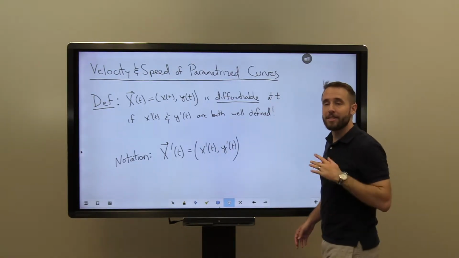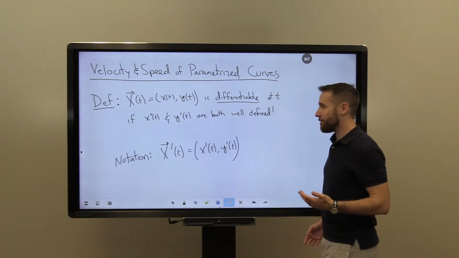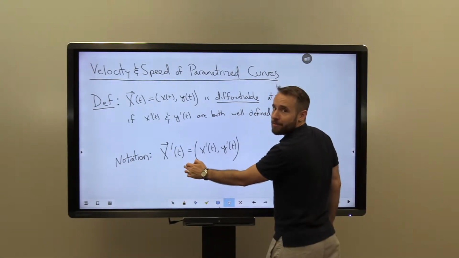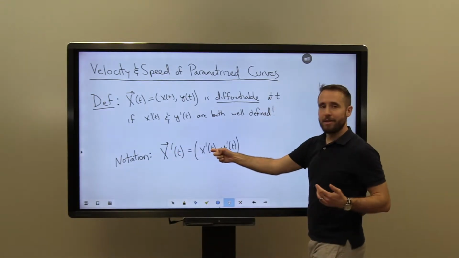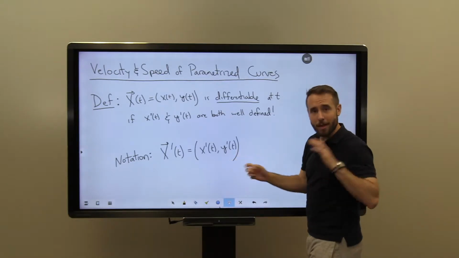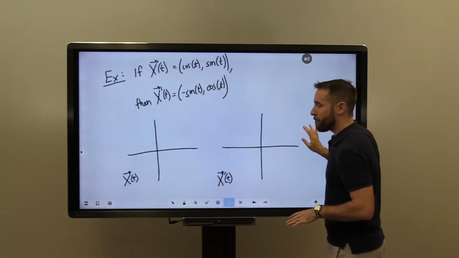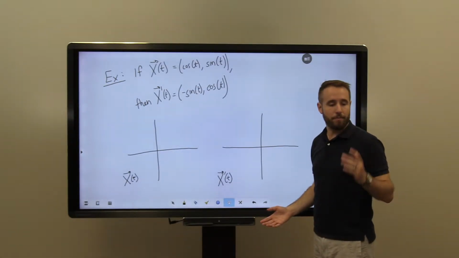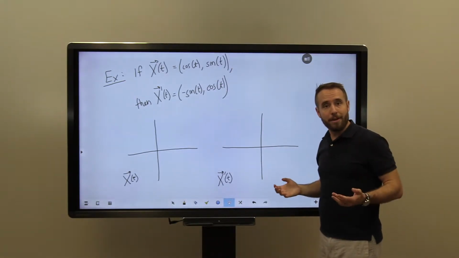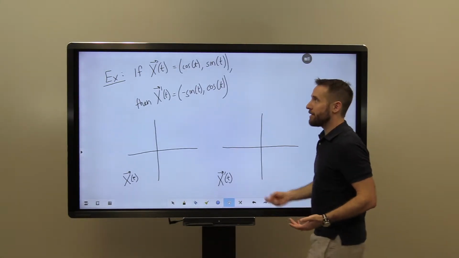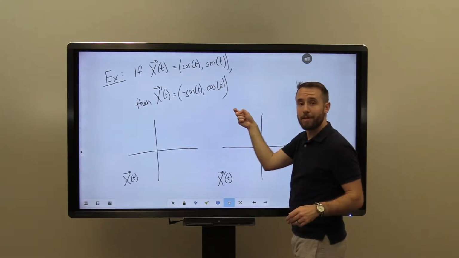And if that's the case, we say that our parametrized curve is differentiable, and we denote the derivative of the parametrized curve as x prime of t, where this x is the vector x. And that will just be used to denote the derivative of each component. So as a very quick example, if we take our favorite parametrized curve from last time, the unit circle, cosine of t comma sine of t, then the derivative of cosine gives us negative sine, the derivative of sine gives us cosine, so we would get this as our derivative.